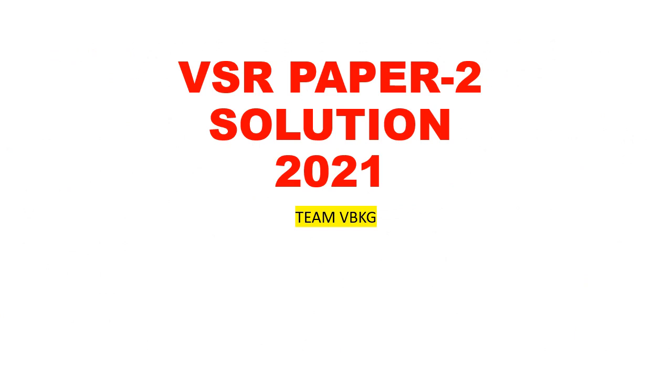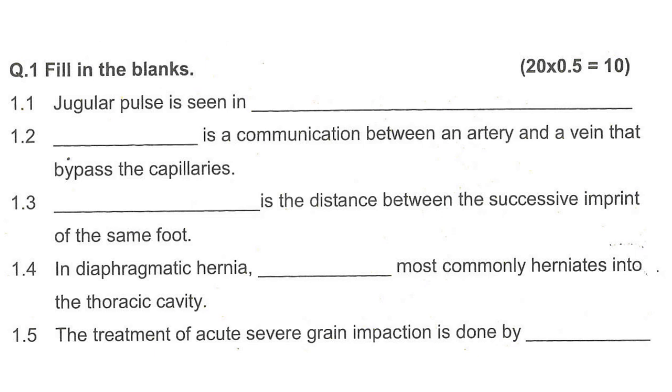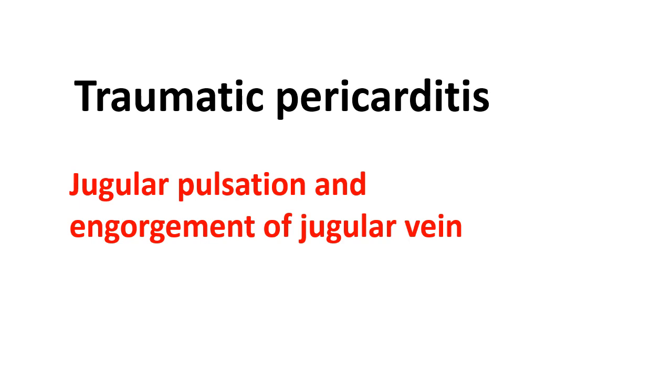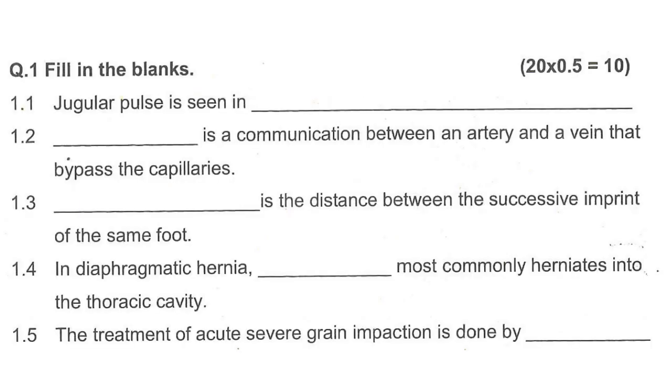So we start with fill in the blanks. The first fill in the blank was: jugular pulse is seen in. So it's a commonly seen case in TRP. So you can understand jugular pulsation and engorgement of the jugular vein, you can observe. Then the second fill in the blank: a communication between artery and vein that bypasses the capillaries.